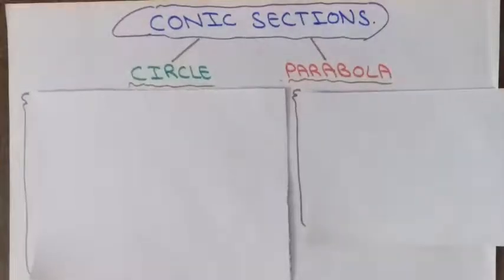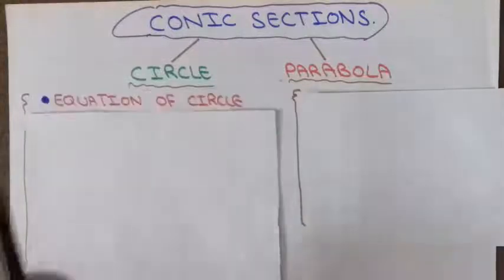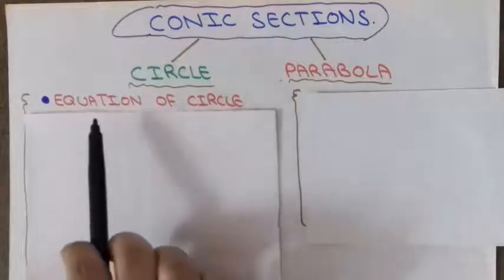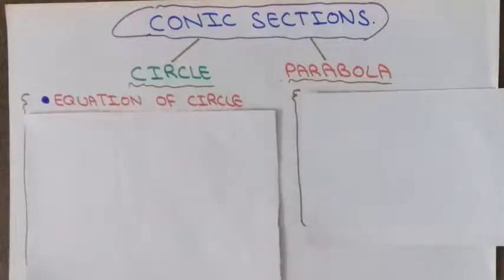In this lecture we will learn about the conic sections, a circle and a parabola, and we will discuss important topics of circle and parabola. So let us take a short review of which topics we will discuss about a circle and parabola. Firstly, we discuss the equation of a circle, and in this topic we will derive the standard and general equation of a circle.